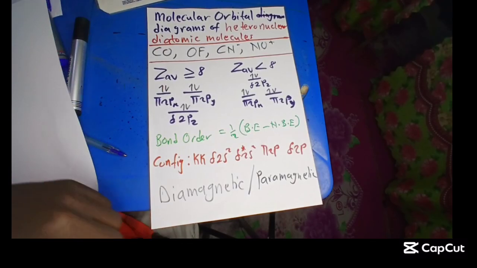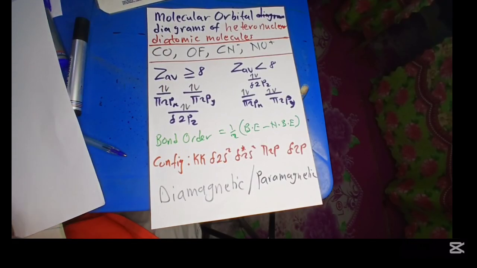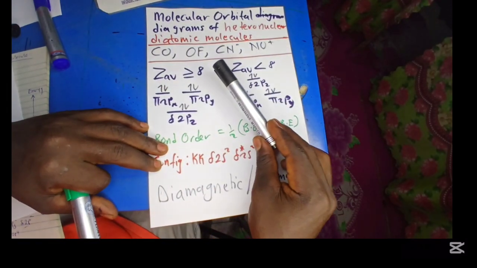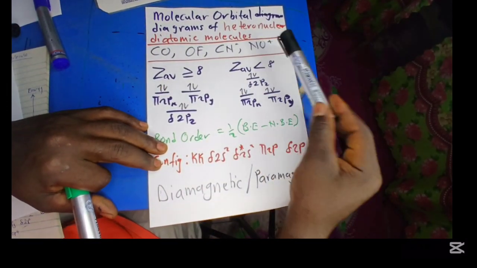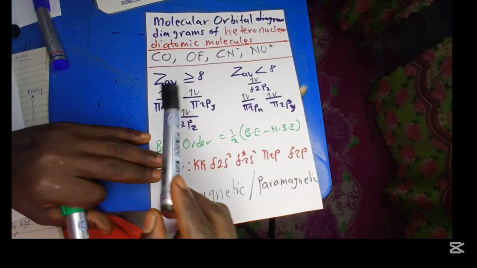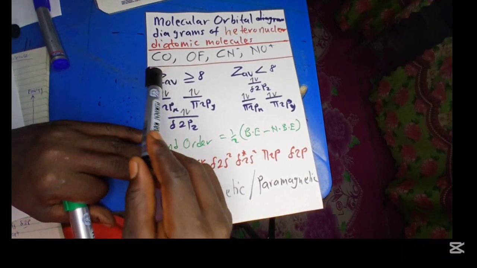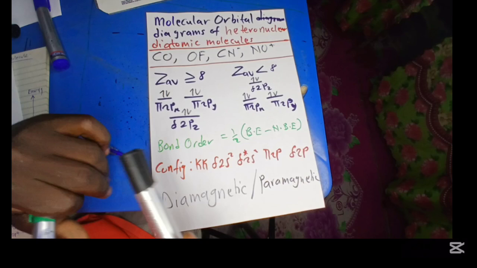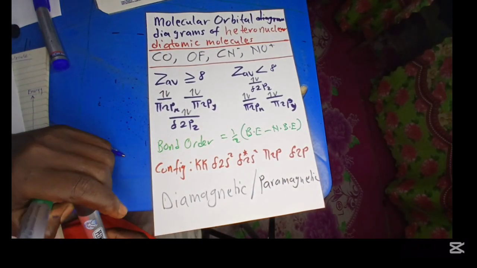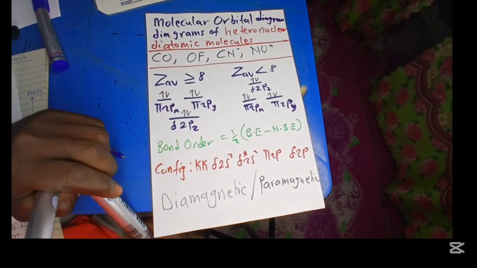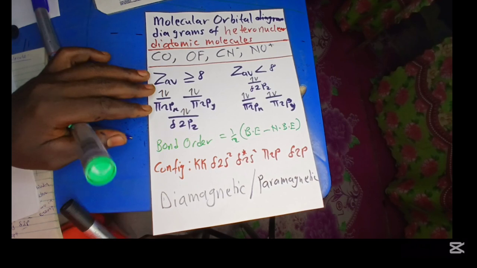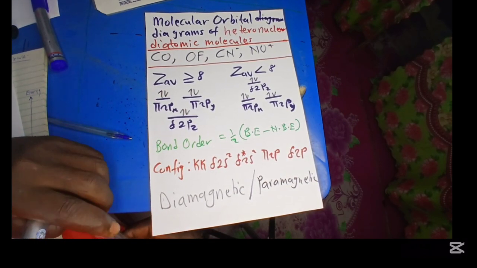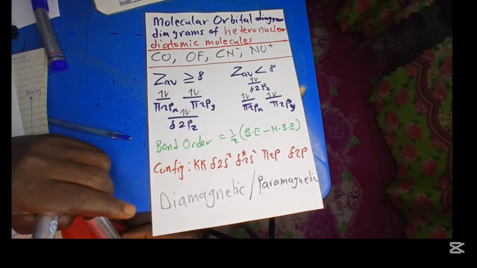In this video, I'm going to take you through the drawing of molecular orbital diagrams of heteronuclear diatomic molecules, specifically for CO, OF, CN-, NO+. Before we finish drawing the molecular orbital diagram for these heteronuclear diatomic molecules, I'll make sure to explain everything in detail.